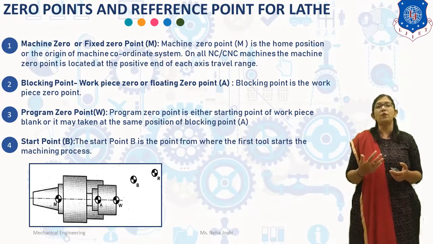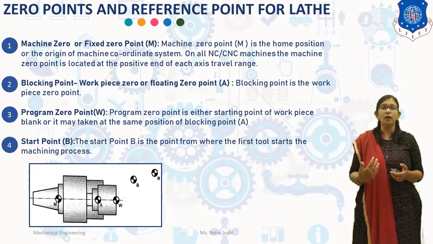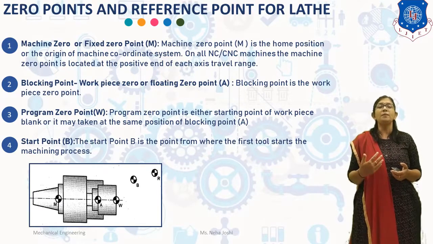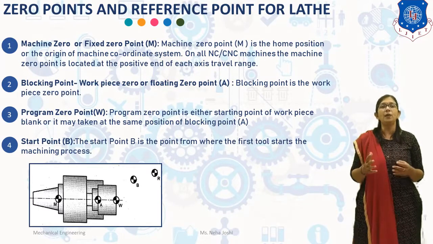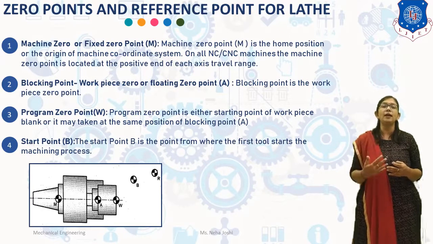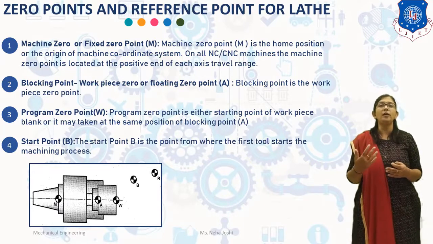The next point is the blocking point, which is designated by A, also known as workpiece zero or floating zero point. The next point is program zero point, which is designated by W. Program zero point is at the starting point of the workpiece blank, or it may take on the same position as blocking point A. It is known as the program zero point because all the tool travels are specified with respect to this point. It is advisable to place the program zero point in such a manner that the dimensions in the workpiece drawing can be conveniently converted into coordinate values.